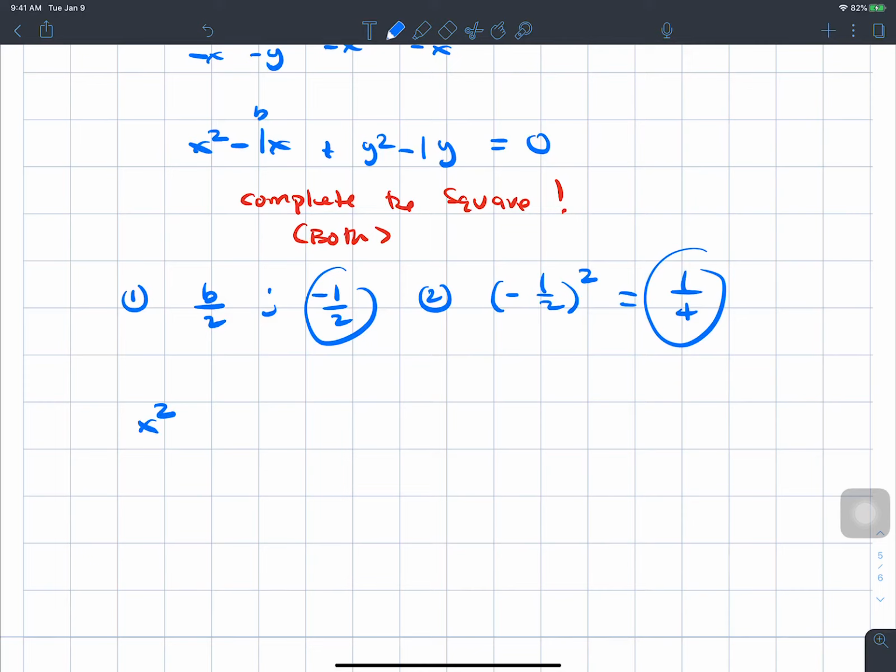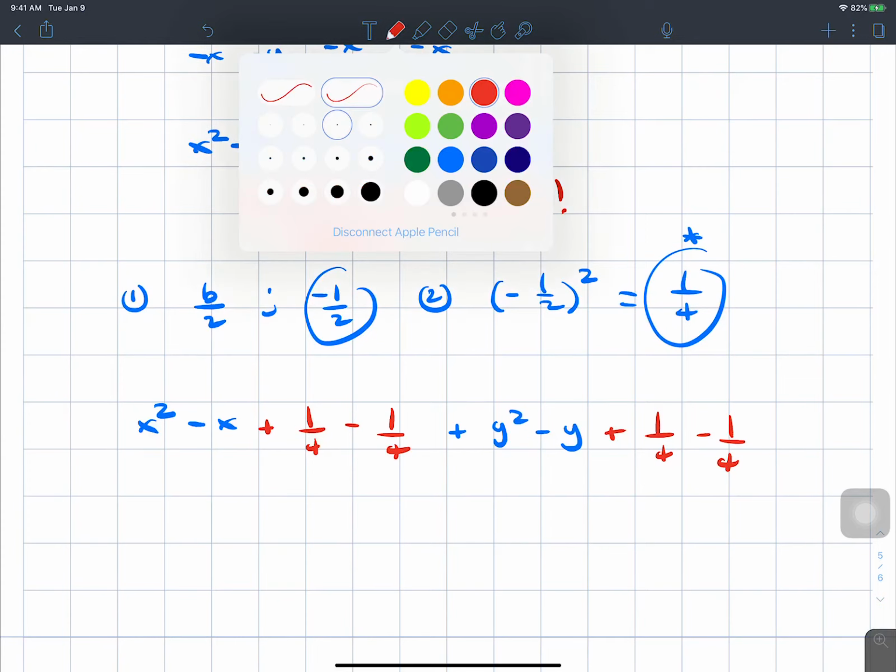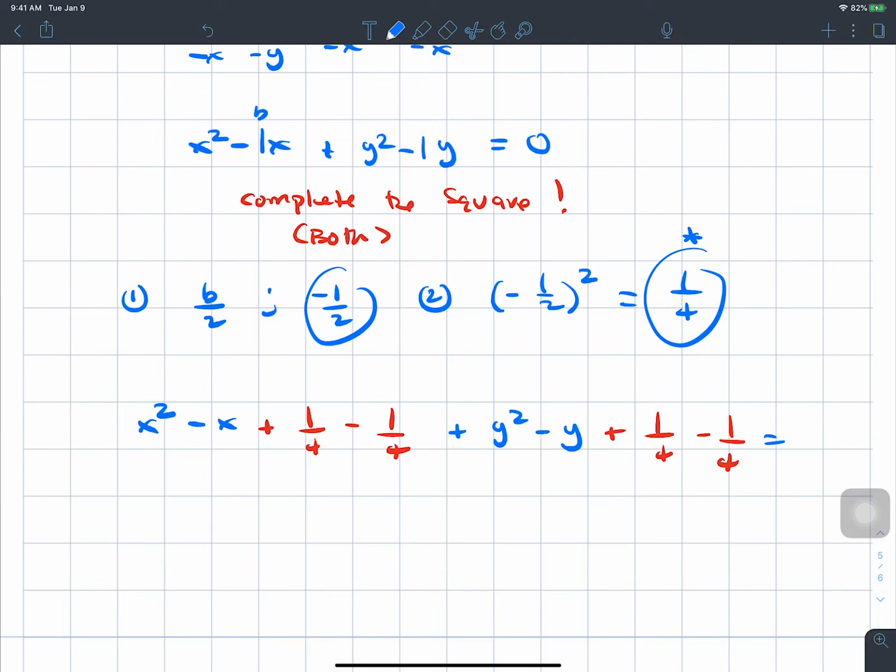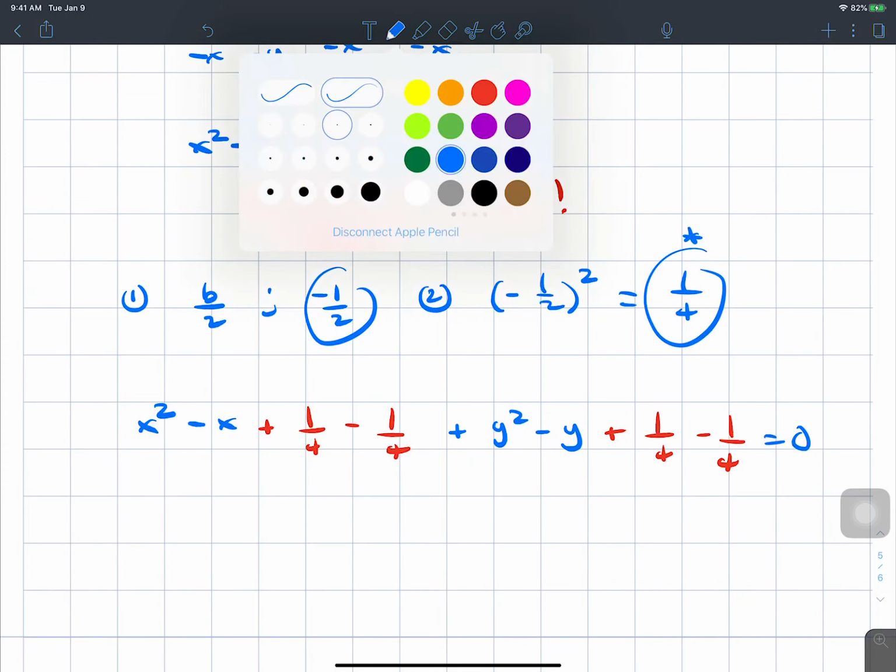Remember, this is going to be x squared minus x. You always use the r squared value. So in other words, you add 1/4 and then you take it away. And then you do the same for the other one. Y squared minus y, the y coordinate, because it's the same values, plus 1/4 minus 1/4. You could do it this way. Some people do it this way, some people don't.